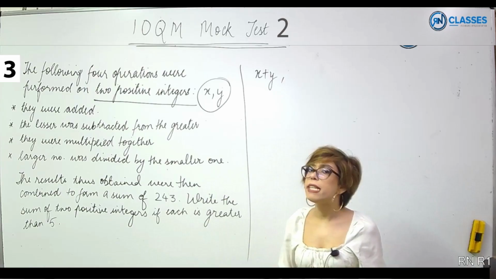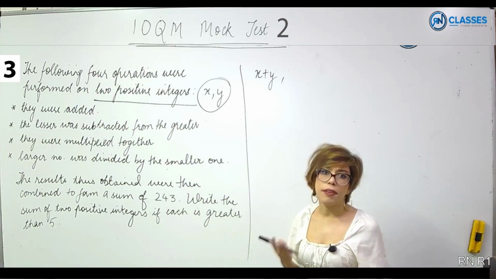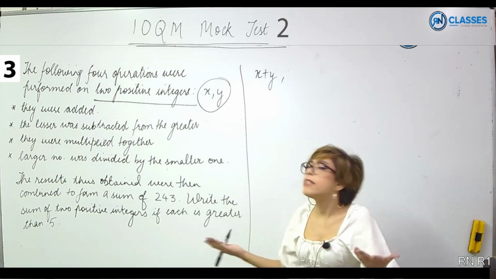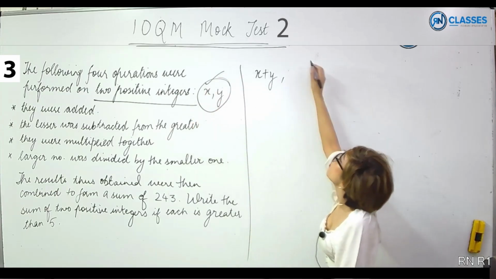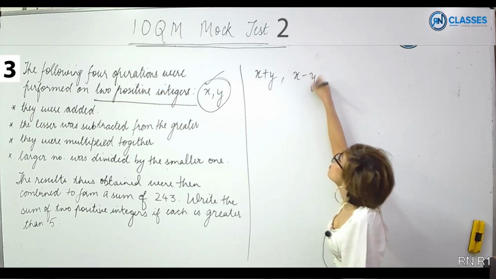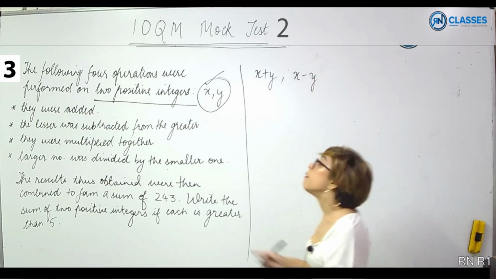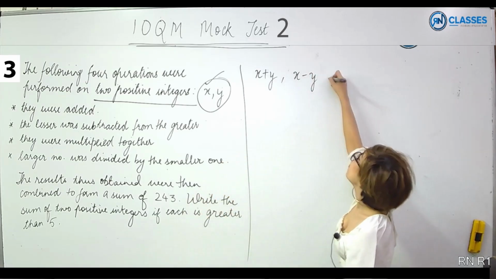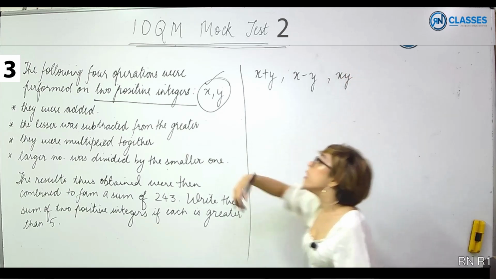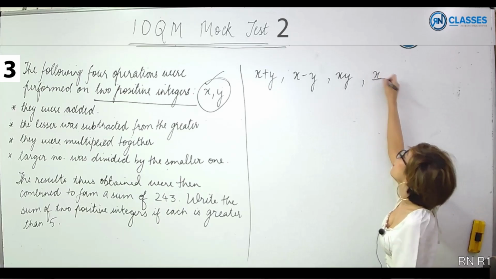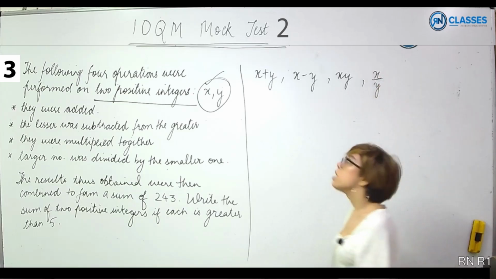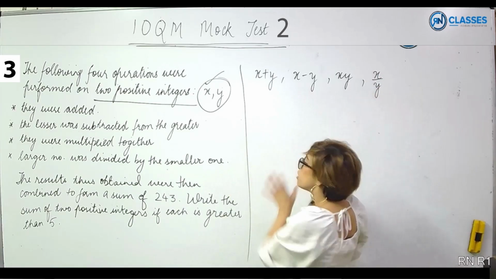Right? So obviously I do not know which is the greater or the lesser one. So arbitrarily I can say that x is the greater one. So the lesser was subtracted from the greater, so that means I am talking about x minus y. Right? They were multiplied together, so that means I am talking about x times y. And the larger number was divided by the smaller one, so that is x divided by y. Right? So in each of these cases I got these 4 results.